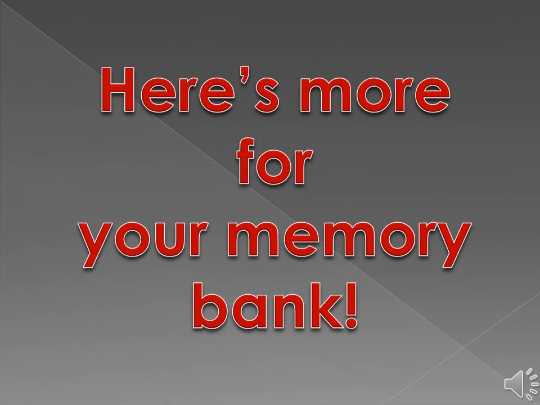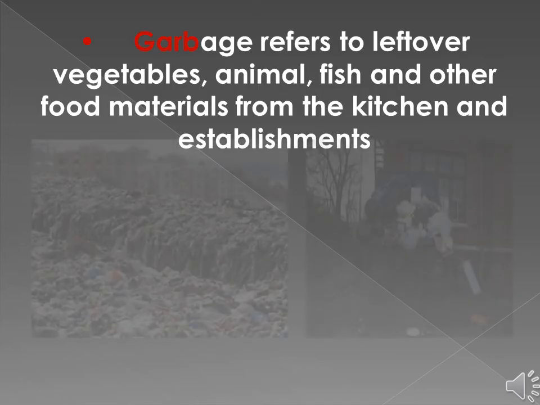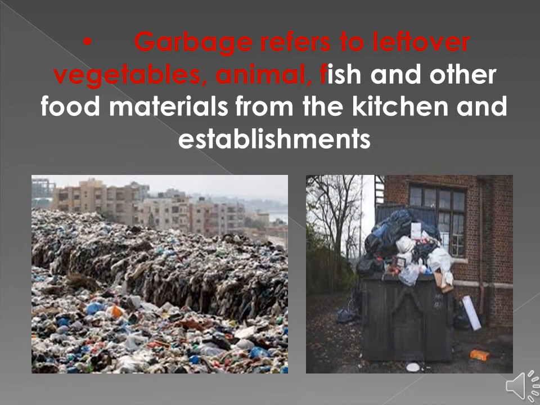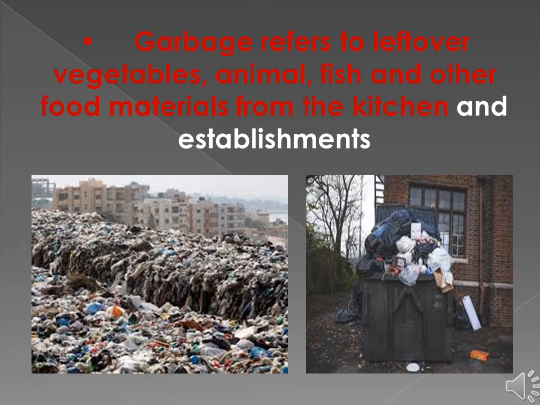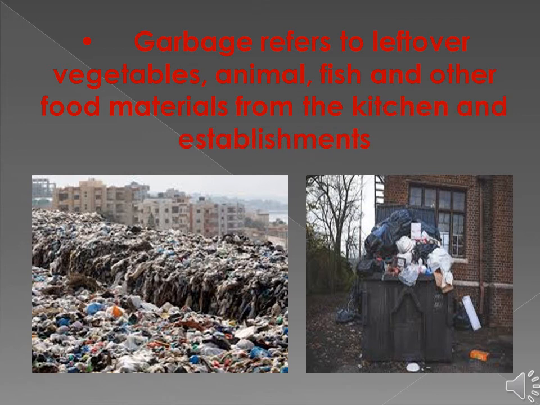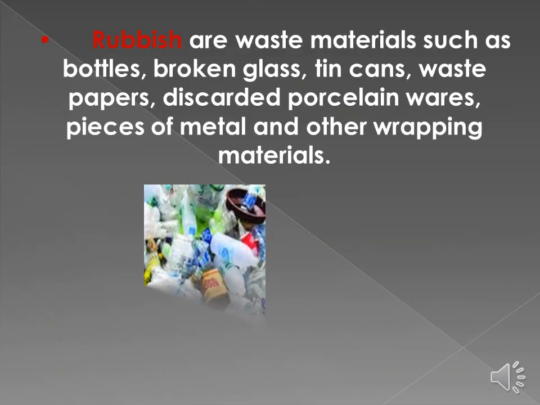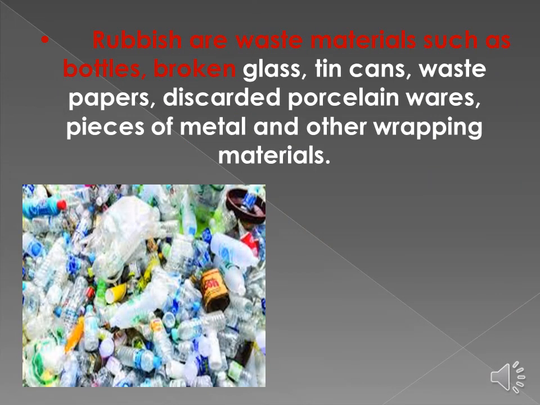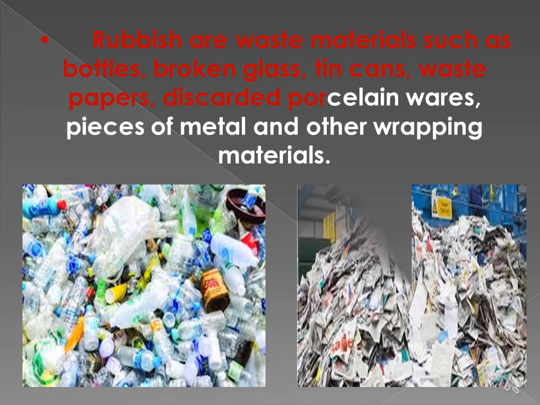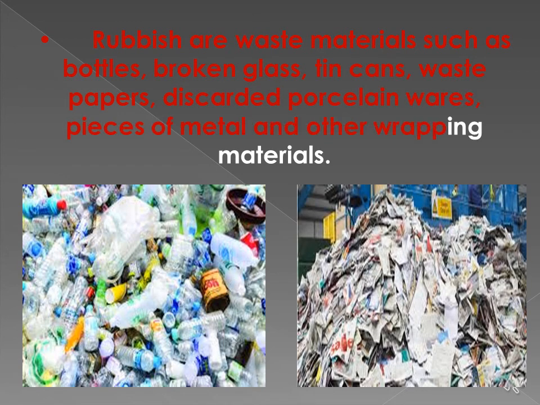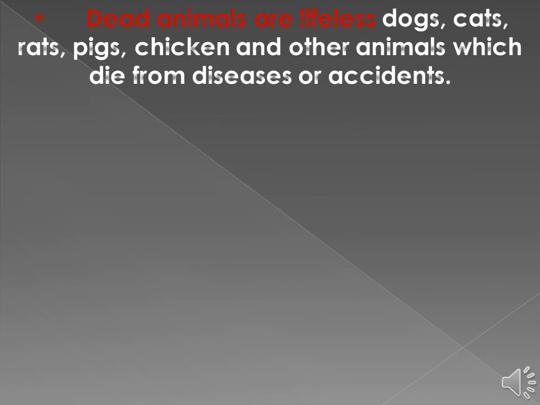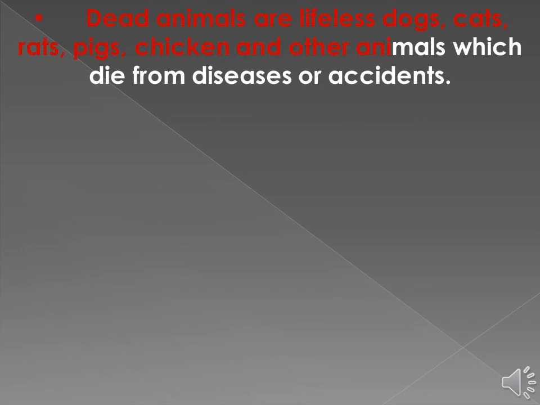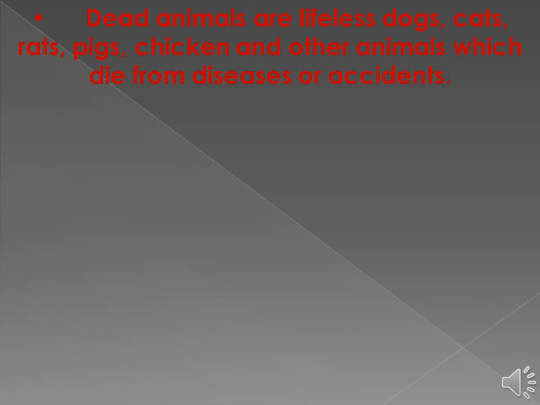Here's more for your memory bank. Garbage refers to leftover vegetables, animal, fish, and other food materials from the kitchen and establishments. Rubbish are waste materials such as bottles, broken glass, tin cans, waste papers, discarded porcelain wares, pieces of metal, and other wrapping materials. Dead animals are lifeless dogs, cats, rats, pigs, chicken, and other animals which die from diseases or accidents.